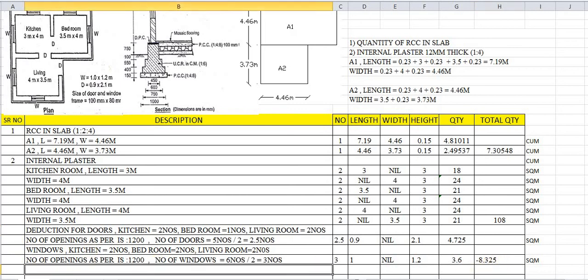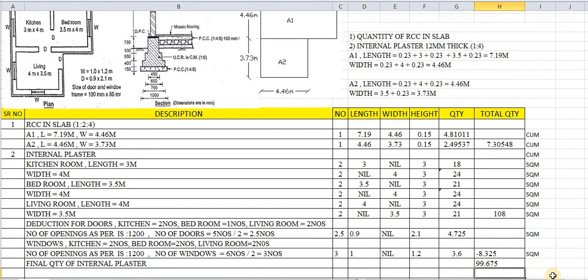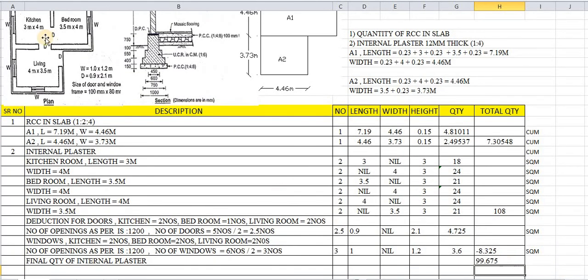The final quantity of internal plaster comes to be this. We will directly take this plus this. So 99.675 is the final quantity of internal plaster. So the final quantity of internal plaster comes to be 99.675.